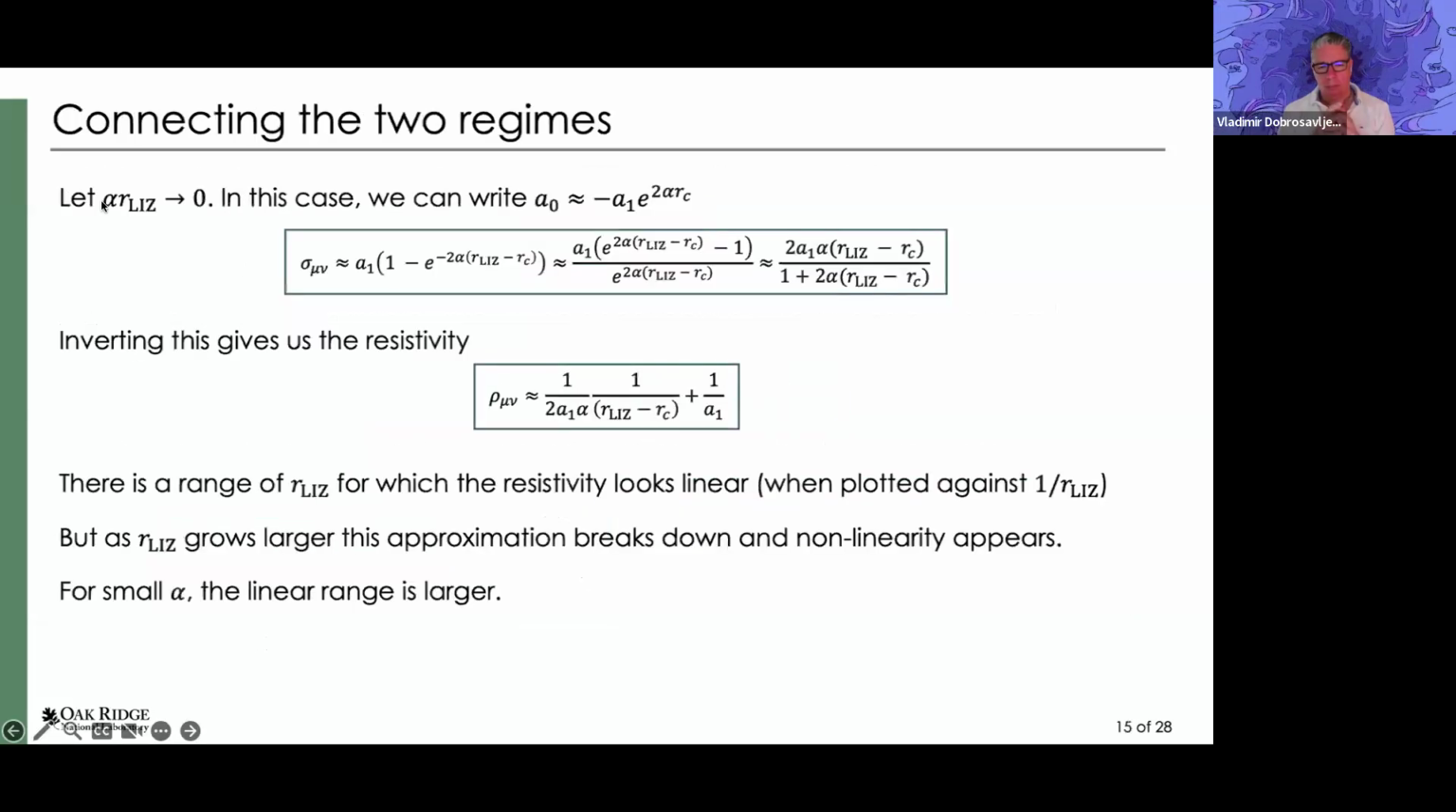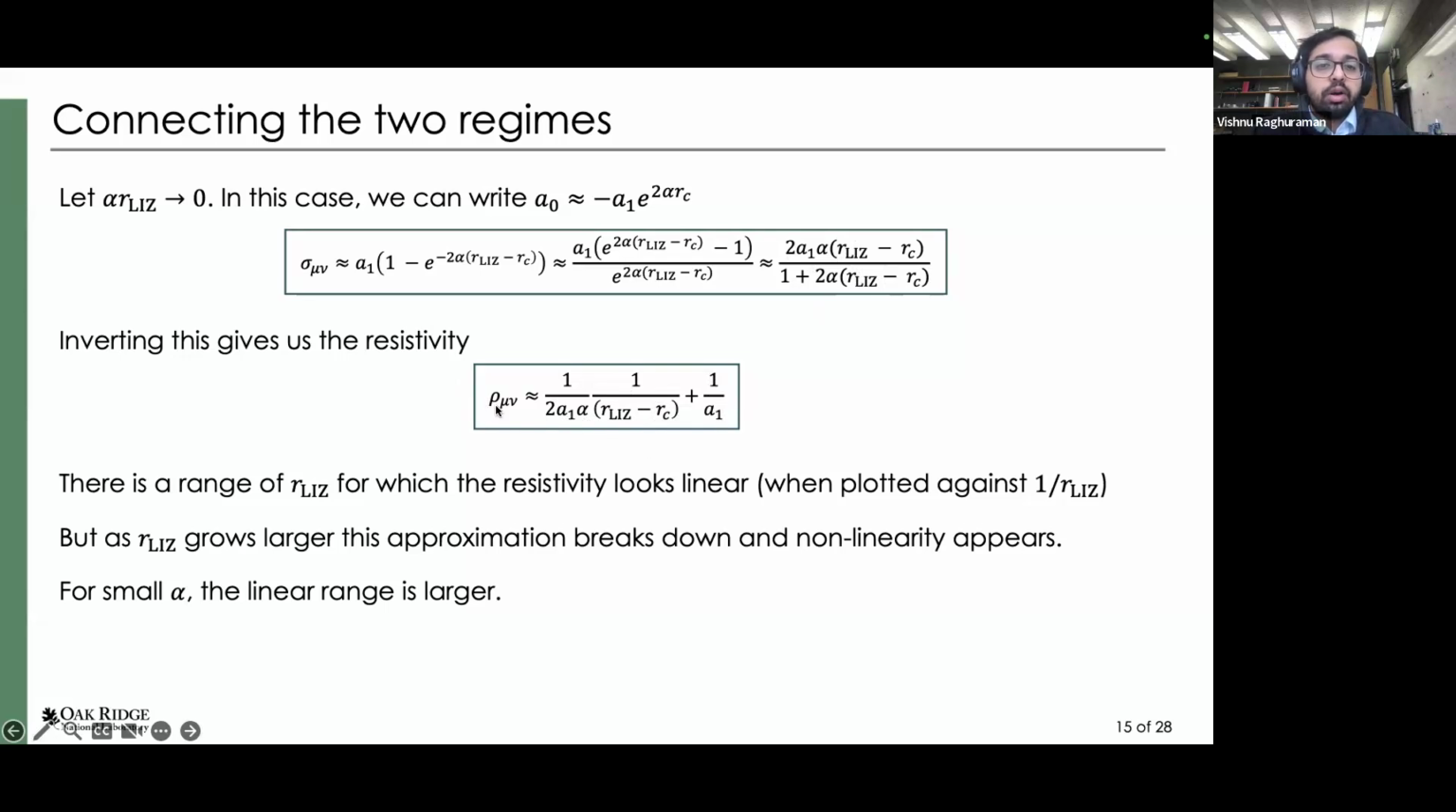So to do that, we can consider the product alpha RLIZ going to zero, which can be obtained if your alpha goes to zero and your RLIZ is something finite. In that case, you can expand your exponential into a Taylor series. And when you do that, you end up with this term here. This may seem a bit difficult to read, but if you flip it, in terms of resistivity, you can see that this resistivity goes as 1/r plus some constant here.